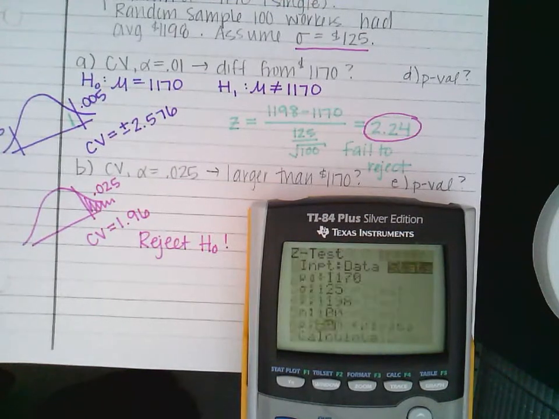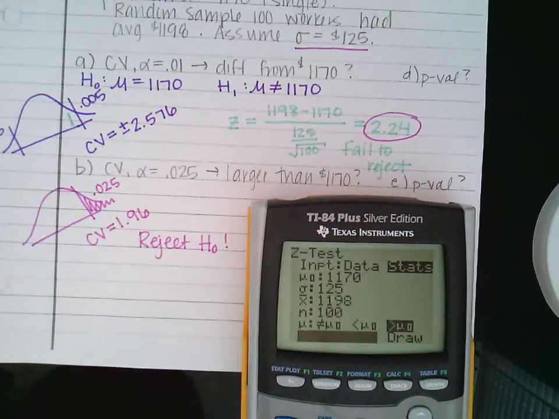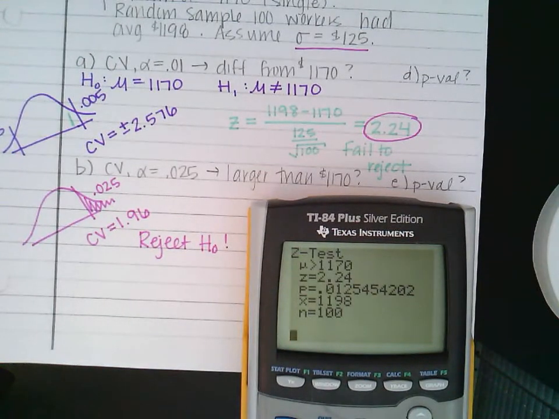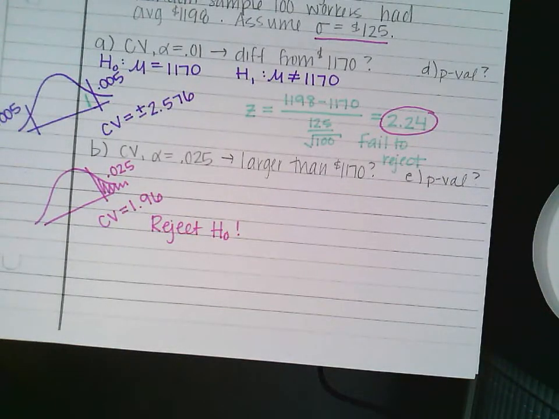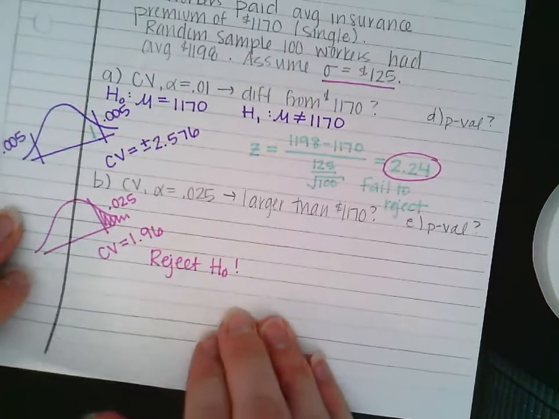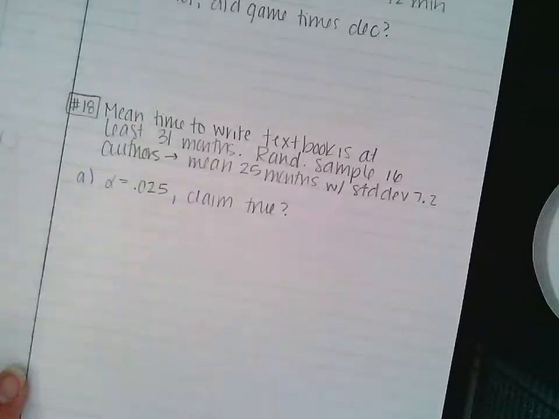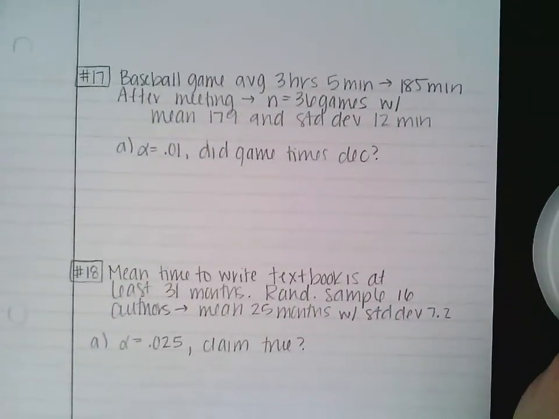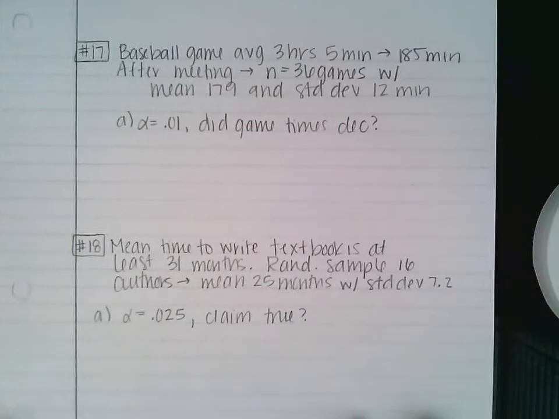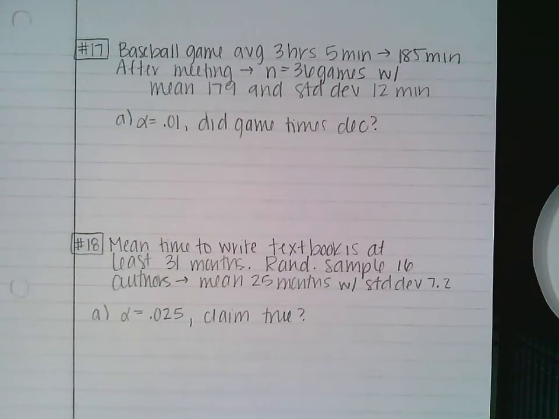Versus if I run it and do the larger than, my p-value gets smaller because now I'm only looking at this one side, and it is smaller than alpha, and so that's why I can reject H0 under those conditions. Setting the conditions up early is really important. Understanding what the question is asking and what you're trying to prove can make or break whether or not you have significant evidence. All right, two more questions here that we're going to look at.